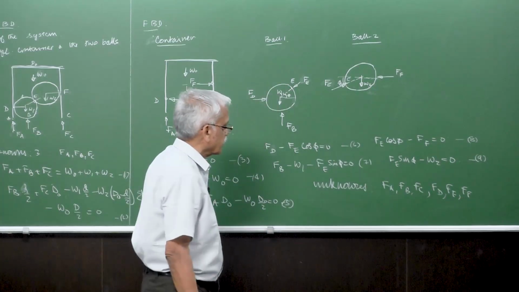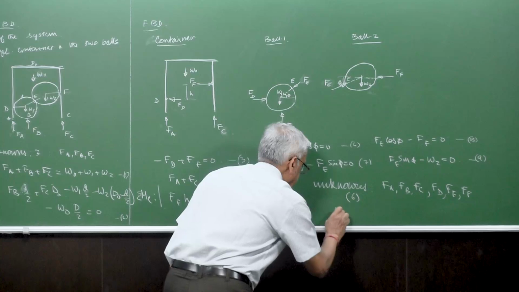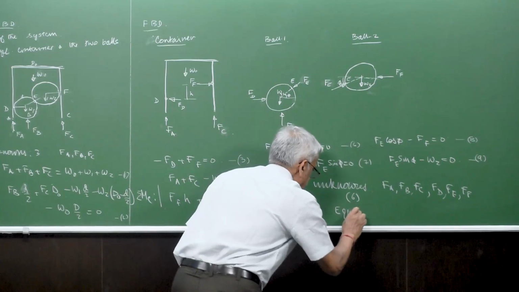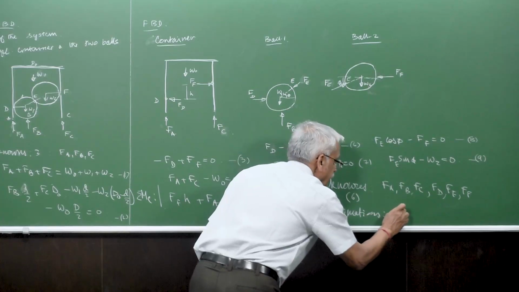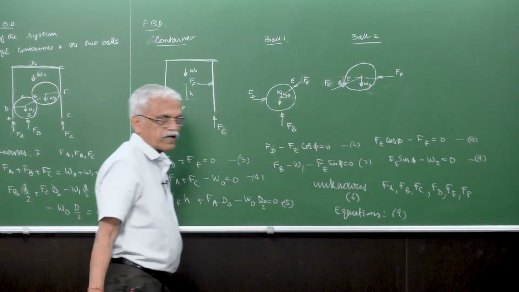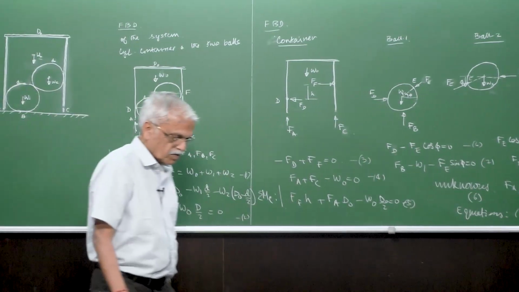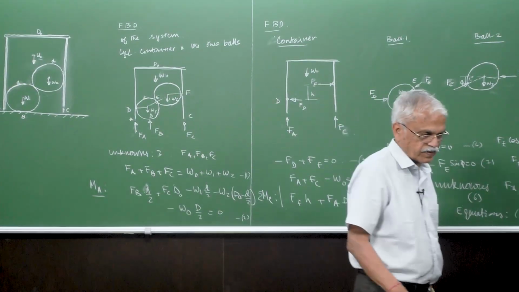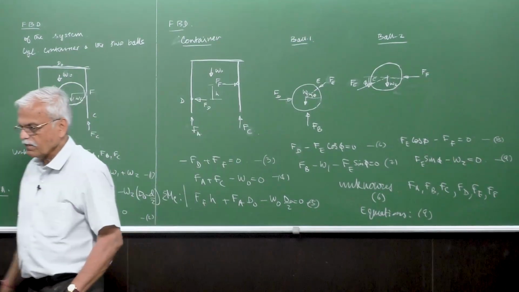So there are 6 unknowns, and the number of equations seems to be 9. So what is the fallacy here? Are we having more equations, or did I forget any unknowns? If you look at this, it's a very interesting thing.